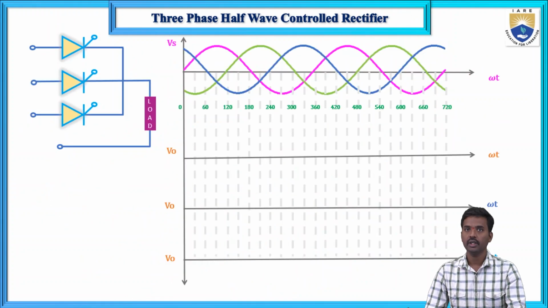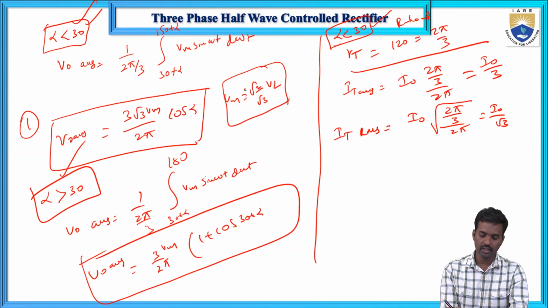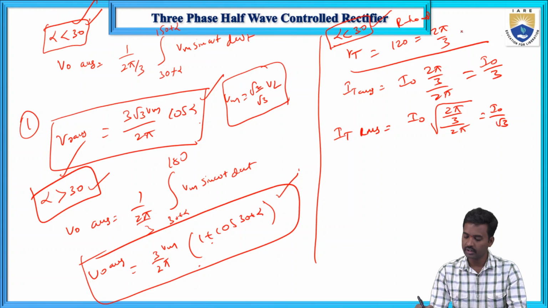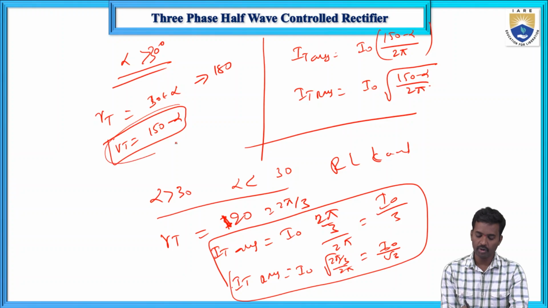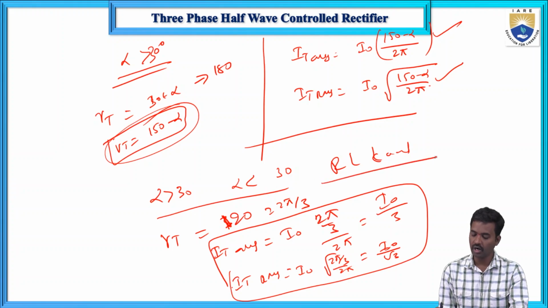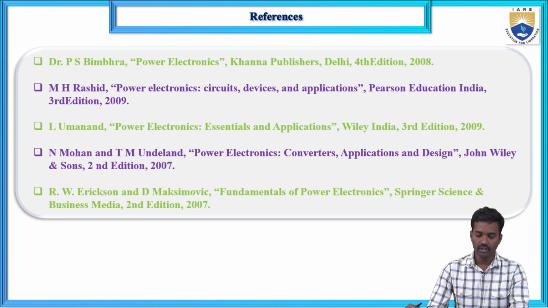Now the first one is for alpha less than 30 and alpha greater than 30. These are the two formulas for average value. And now here alpha less than 30, the conduction time is 2π/3, so IT average and IT RMS. Next, alpha greater than 30, conduction time is 150 duration, so IT average and IT RMS. For RL load, conduction time is 120, with IT average and IT RMS formulas, I naught by 3 and I naught by root 3. These are the reference books from Bimbra and MH Rashid.